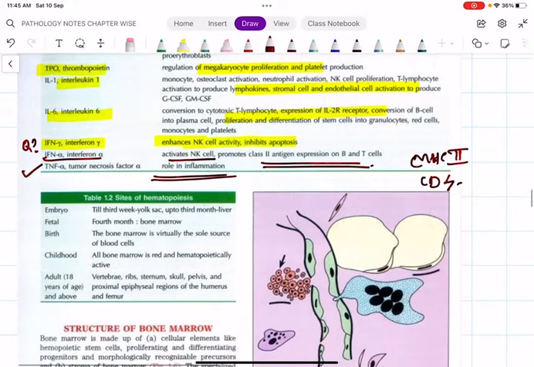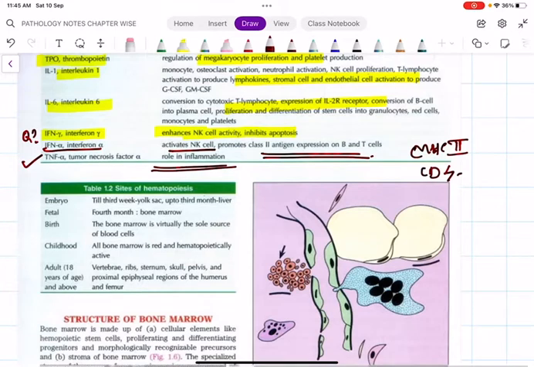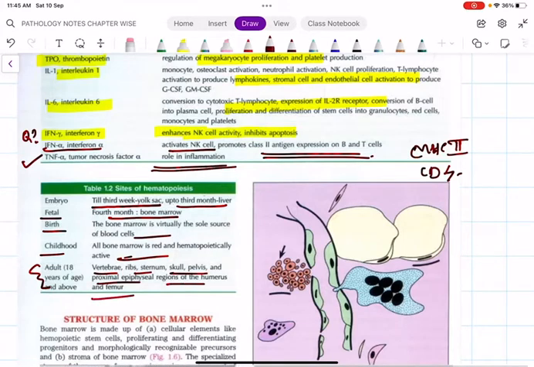Then what are the sites of erythropoiesis? In the embryo, till the 3rd week it is the yolk sac, and up to the 3rd month the liver is the site of hematopoiesis. You should remember this, one MCQ must. Then fetal 4-month bone marrow, at birth bone marrow, then childhood again bone marrow, then in adults, meaning 18 years of age, remember vertebra, ribs, sternum, skull, pelvis, and proximal parts of long bones. These are the bones which are the primary sites of hematopoiesis.